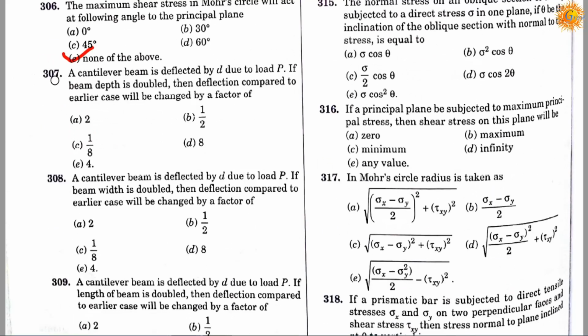Question number 307. A cantilever beam is deflected by D due to load P. If beam depth is double, then deflection compared to earlier case will be changed by a factor of: option A is 2, option B is half, option C is 1/8, option D is 8, and option E is 4. Correct answer is C, it will be 1/8.